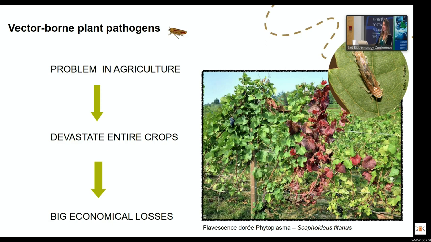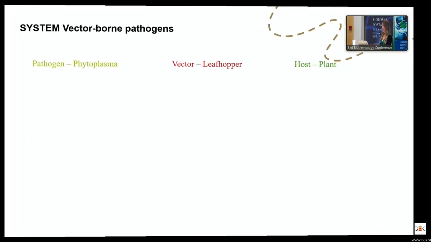So to start, since this is a topic a bit different from the ones we have seen during these days, vector-borne plant pathogens are a big problem in agriculture. As Rachele mentioned, for example, with the flavescence dorée, there is a phytoplasma that attacks the vine. Depending on the percentage of infection in your vineyards, you might have to devastate the entire crops, so this can cause big economic losses. The flavescence dorée is a very important pest in Trentino, but also in many other places, and has the presence of a vector.